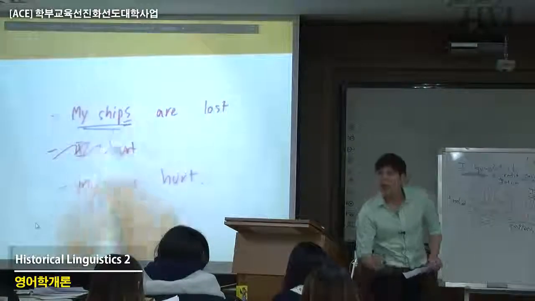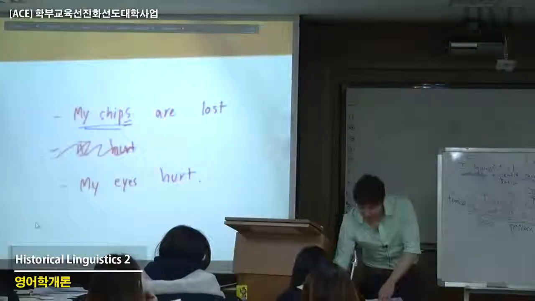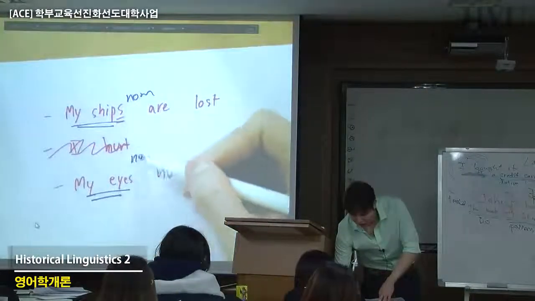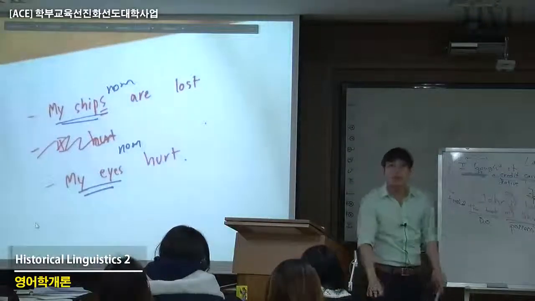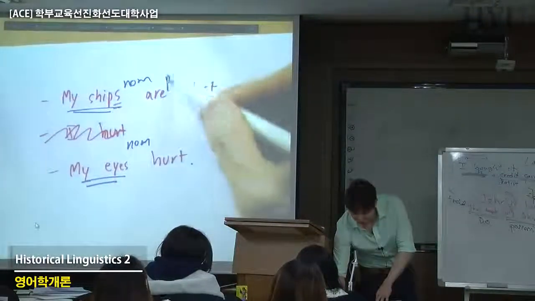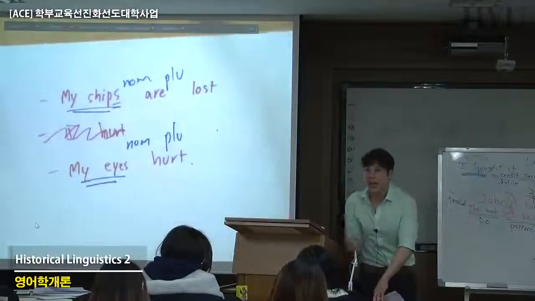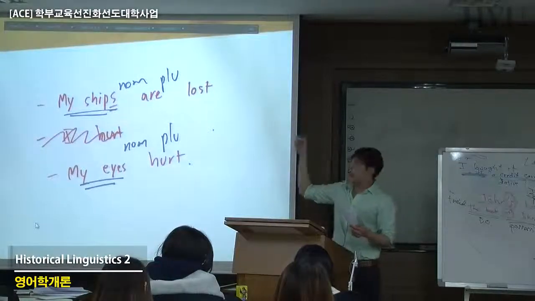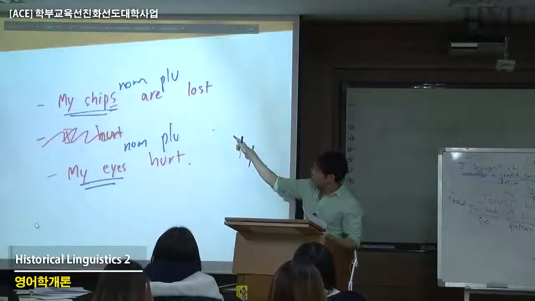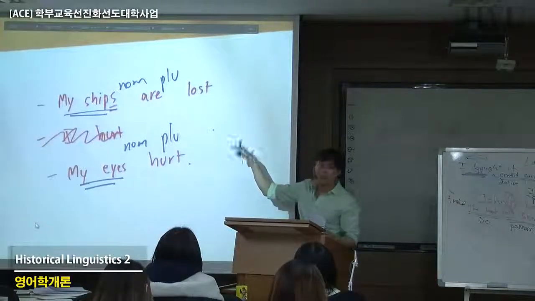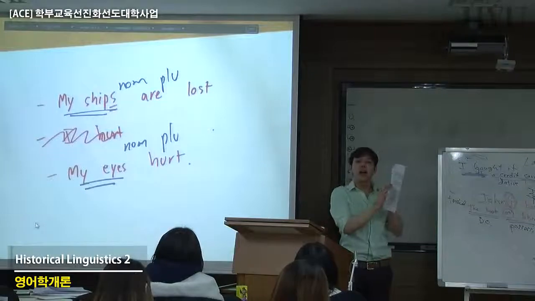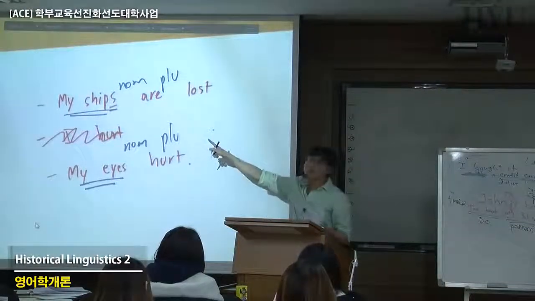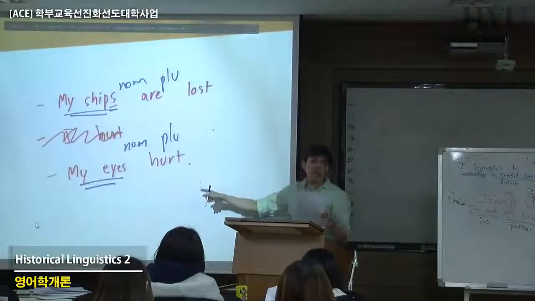My ship would be nominative, and so are my eyes, right? Nominative. And both of them are plural, because they are more than one, and also they are the subject. Now, which one would you select from the chart here? Which word would you select to fill in the ship and the eyes here?